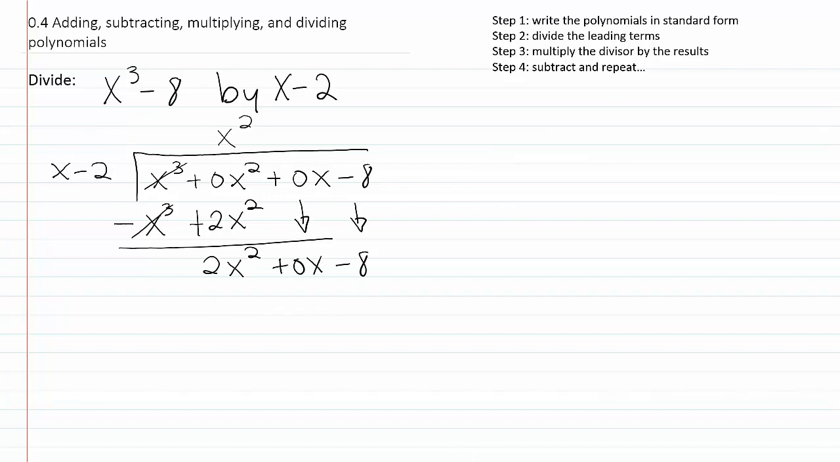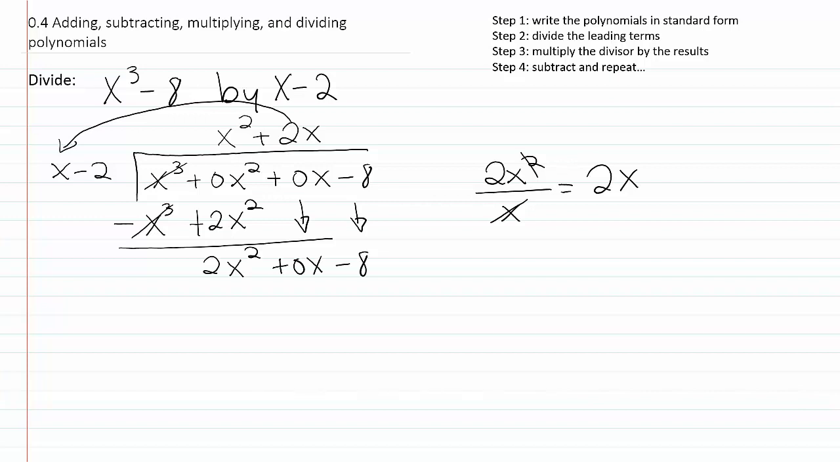Okay, to continue the process, we're going to put the 2x squared over the x, and we'll end up getting the result just 2x, because the x and the x squared will cancel out, just leaving 2x. So 2x is our next piece of the quotient. We'll distribute that into the divisor.